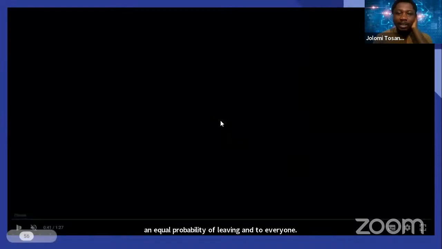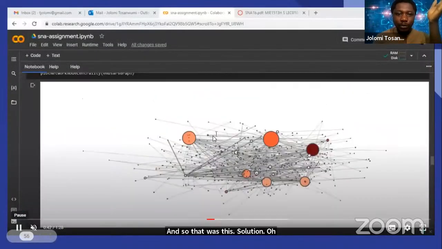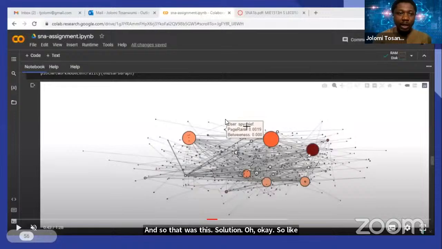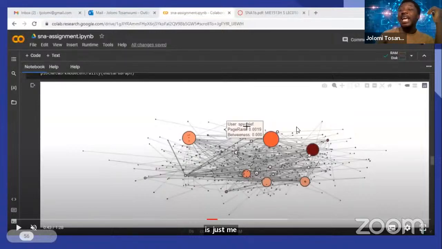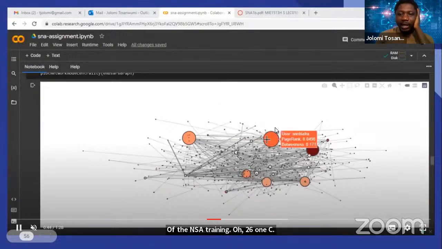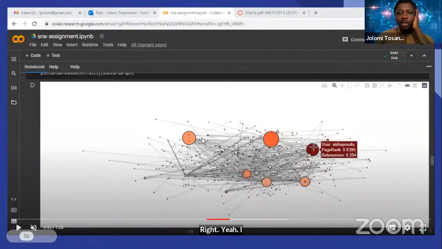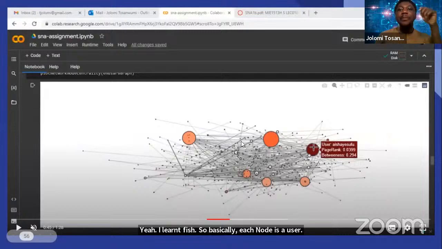After they did that, this is one of the things I did in school. I created a network of the NSAS trend in 2020, and then I ranked each user. Each node here is a user on Twitter, and there's a connection between them if they mention each other.